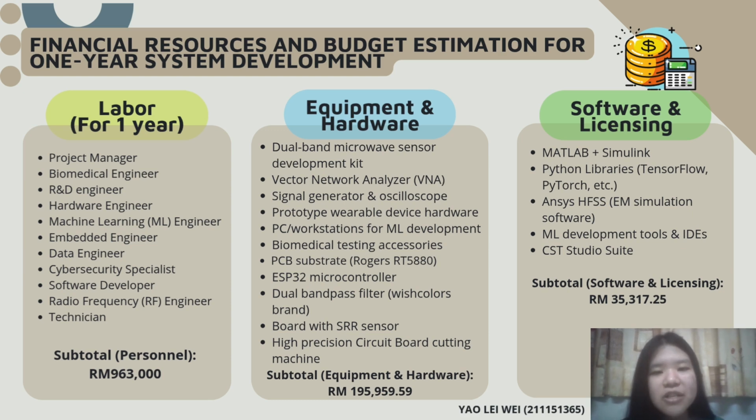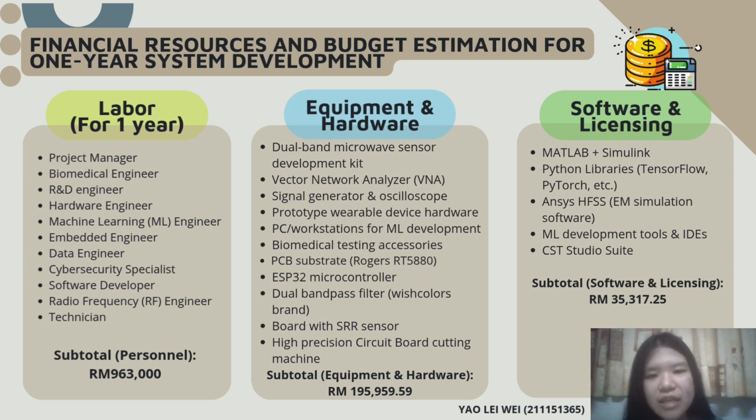Our project budget covers five main categories. The first category is personnel cost, which covers the salaries for the engineers, project manager, developer, and supporting staff over the 12 months. The second category is equipment and hardware. It covers the tools and devices needed for sensor development, signal testing, and prototyping.